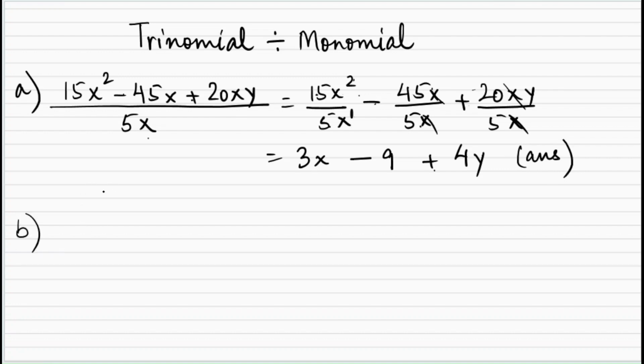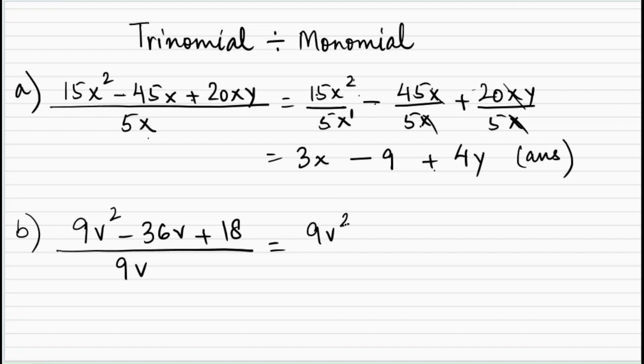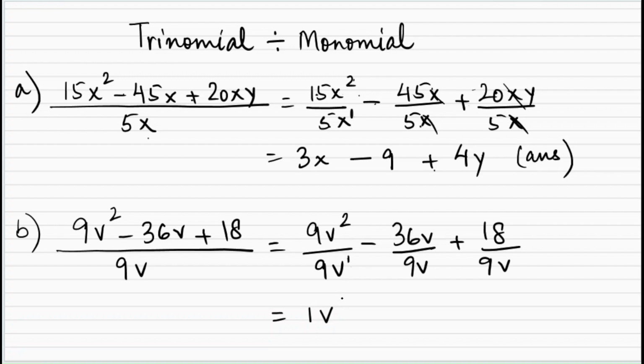B part, 9v square minus 36v plus 18 divided by 9v. Separate all the terms with the denominator 9v: 9v square divided by 9v, minus 36v divided by 9v, plus 18 divided by 9v. 9 divided by 9, 1, and v square, and this is 1. So it's v because 2 minus 1 is 1. As I told you, no need to write the coefficient 1. That's the answer, v. Minus 36 divided by 9 is 4. This v gets cancelled. No v. Now no variable. Plus 18 divided by 9 is 2.